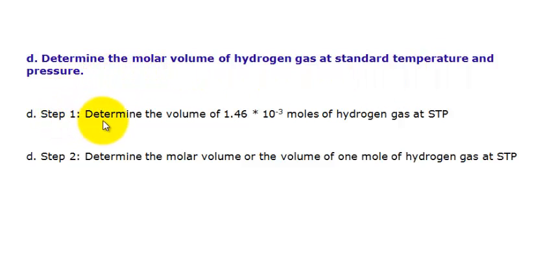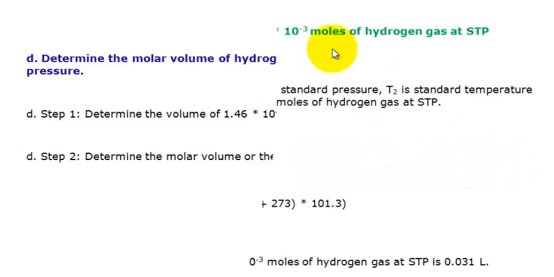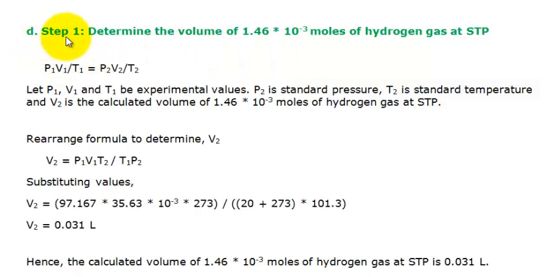D. Determine the molar volume of hydrogen gas at standard temperature and pressure. Now first, we need to determine the volume of 1.46 times 10 to the power of negative 3 moles of hydrogen gas at STP. Then we need to determine the molar volume, or the volume of 1 mole of hydrogen gas at STP. D. Step 1. Determine the volume of 1.46 times 10 to the power of negative 3 moles of hydrogen gas at STP.